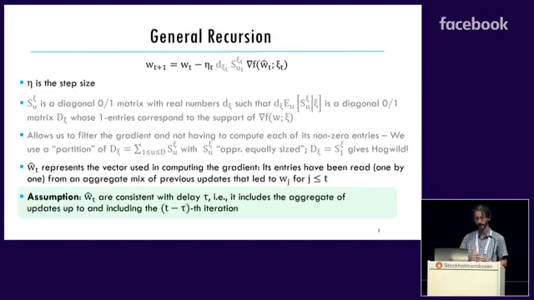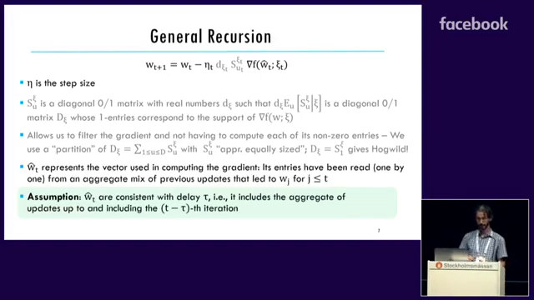What do we assume? We assume that W hat is consistent with delay tau, meaning that it includes the aggregate of all the updates up to and including the (t minus tau)-th iteration. In other words, all the previous updates before the (t minus tau)-th iteration have all committed properly in shared memory.